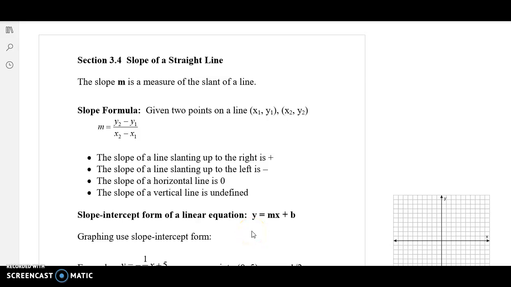Hey guys, so today we're going to do section 3.4, slope of a line. A slope is the measure of the slant of the line. Here is the formula for finding the slope given 2 points on a line.